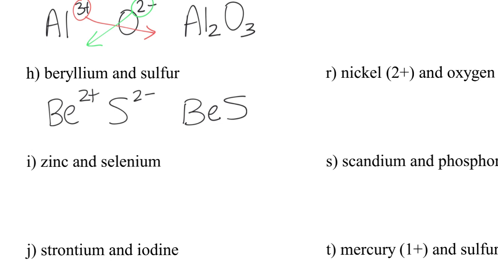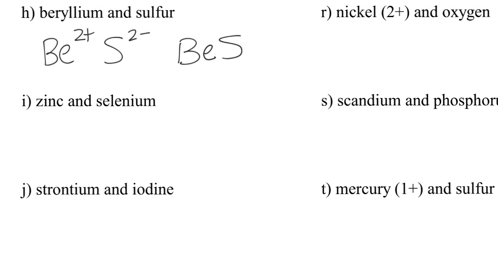Okay, well, let's do one more, and then I'm just going to write them down. I'm not actually going to talk through them. I'm just going to show you how they are so you can check your answers. Okay, so the next one is zinc. We got zinc 2 plus and selenium 2 minus. So you get ZnSe.